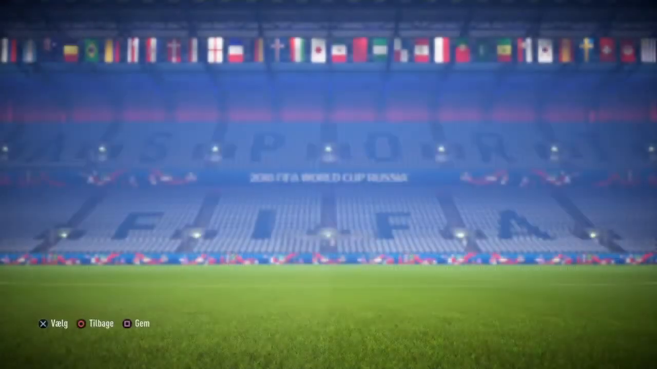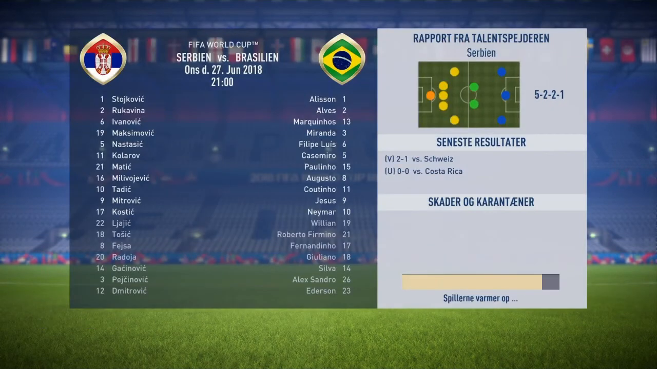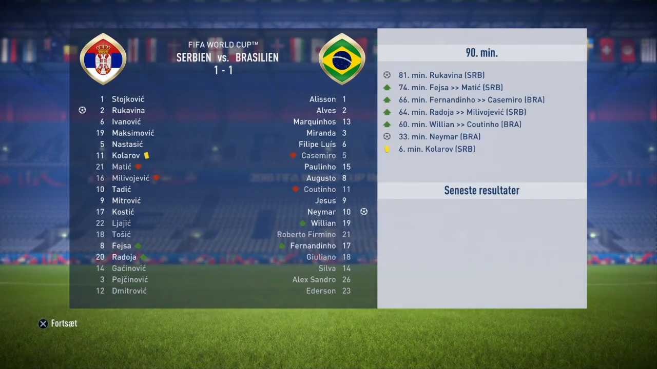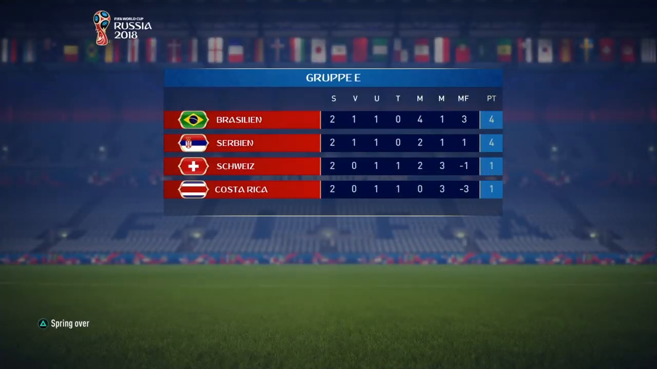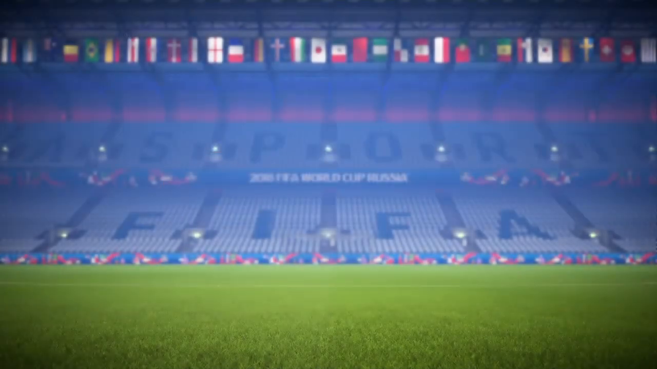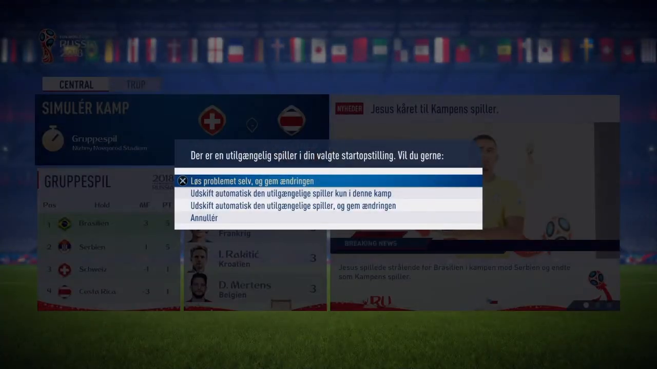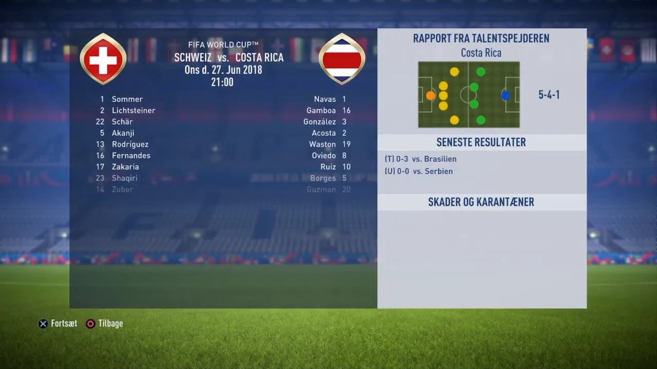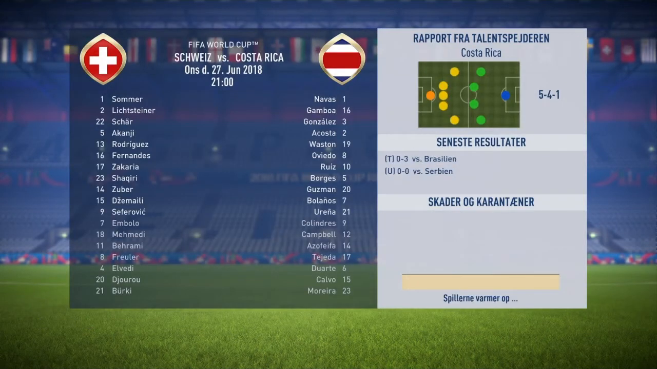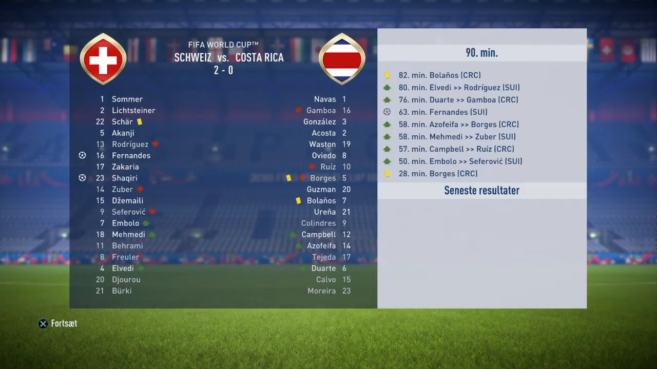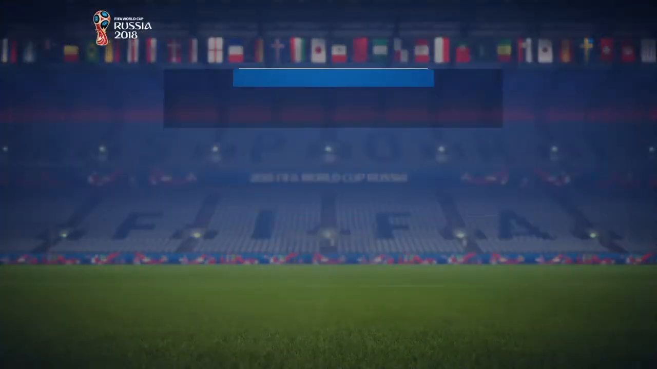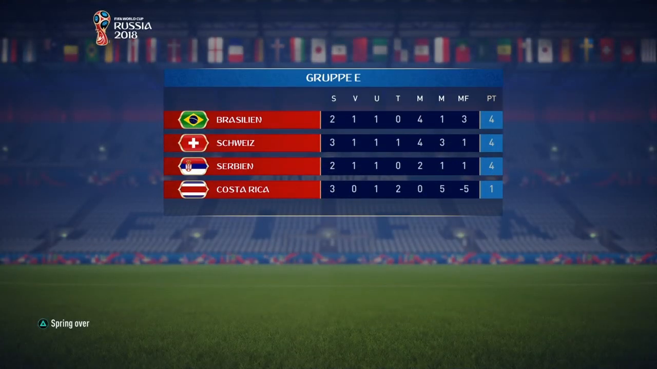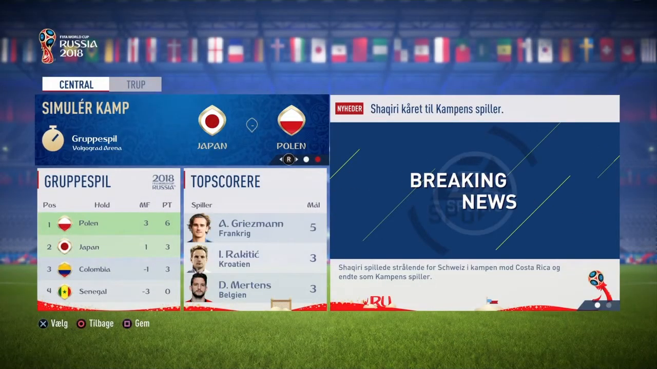Serbia against Brazil. What will this game bring? It will bring a 1-1 draw, which means that Brazil are through. And the same as Serbia. They just decided the group between them by ending a draw. Now it doesn't matter what the game between Switzerland and Costa Rica is. It's a 2-1 victory to Switzerland, but they will go up to 4 points, and that means that they will still go out.